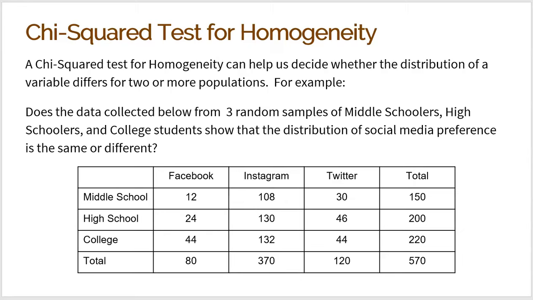So the idea here is that we want to see, are the distributions the same? Let's just say 15% like Facebook, blah percent like Instagram, blah percent like Twitter. And is it the same for each population, middle school, high school, college? We know there's going to be subtle differences because that's what samples do, right? But are they so far apart, like 8% for Facebook in middle school, 20% for college? Is that so far apart that we could say that the distributions are different? And again, that's what we need a chi-squared test for, because we're not just looking at Facebook. We're looking at Facebook, Instagram, Twitter across 3 different populations.